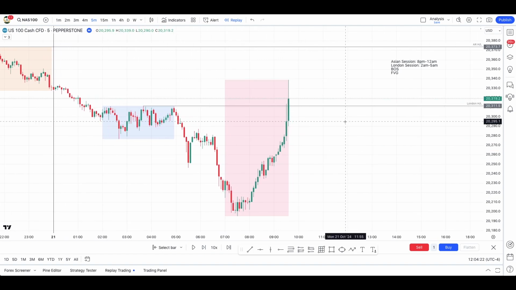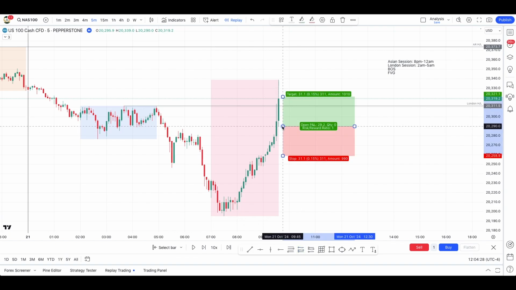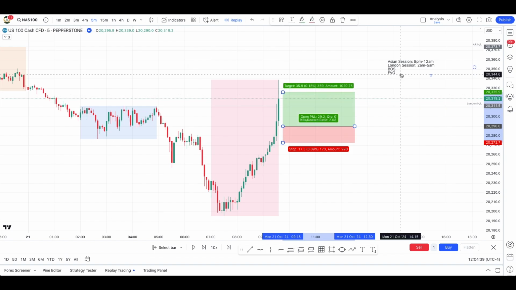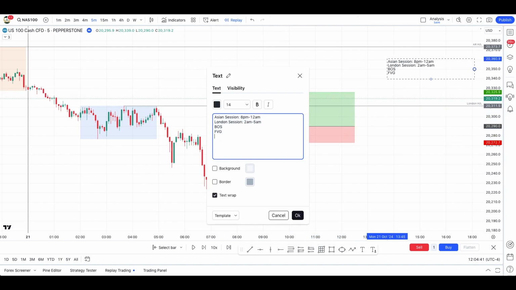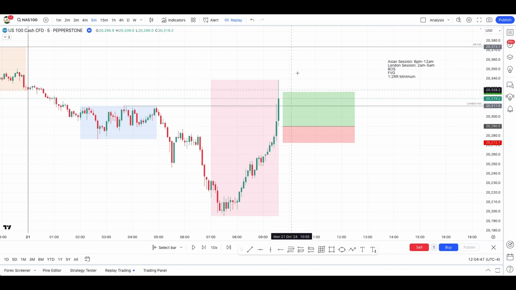So we just got the open and we can see here a fair value gap. So technically what we could do is then put the limit order right there. And he said to use the low of the second candle for the stop loss, with the stop right there, and just go with the 1 to 2. He said 1 to 2 minimum. So I'll just add that. So that could be your trade idea.